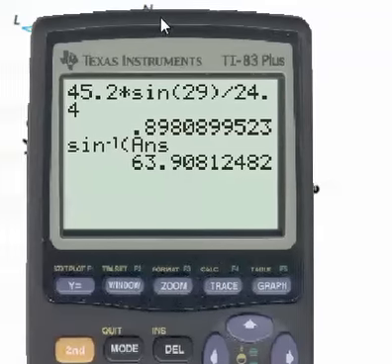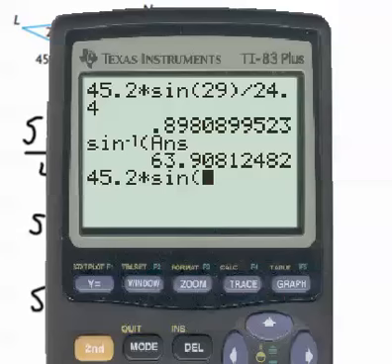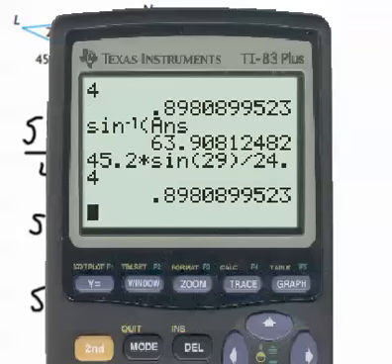Now, how do we get that? Well, we just enter into our calculator, and different calculators will do this differently. So it's 45.2 times sine of 29 degrees divided by 24.4. And we hit enter, and we get that 0.8981. I rounded it to 4 decimal places.